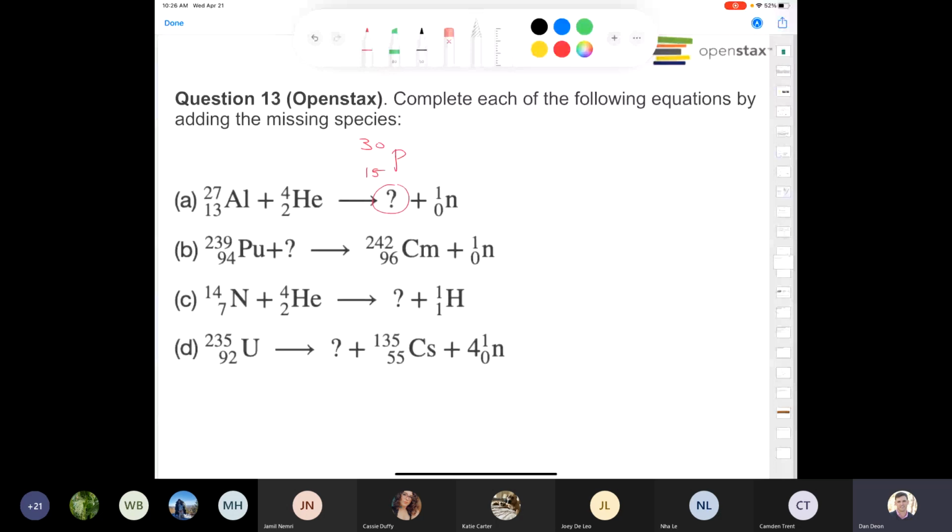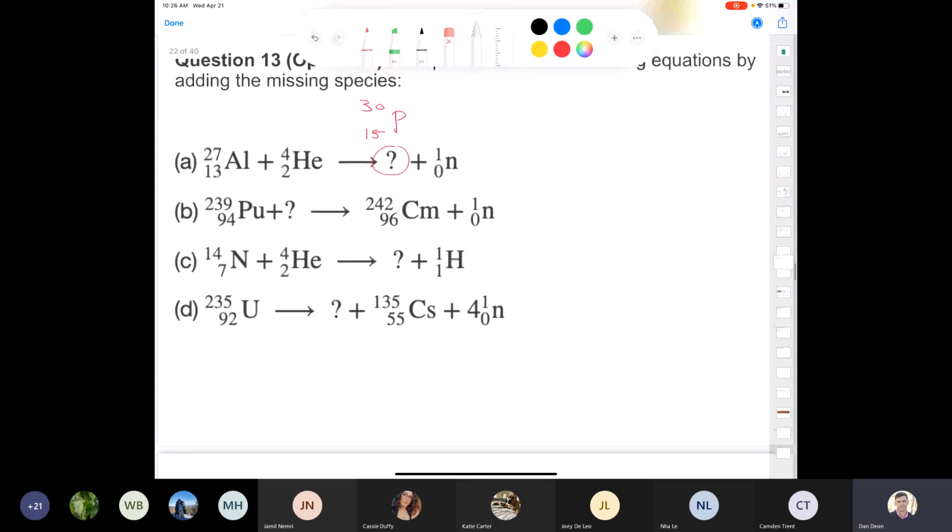Can you still see my screen with question 13 on it? Okay, good. Let's try one more just for fun. Let's try, I don't know, let's try the last one. Let's go all the way to the bottom and try the D.